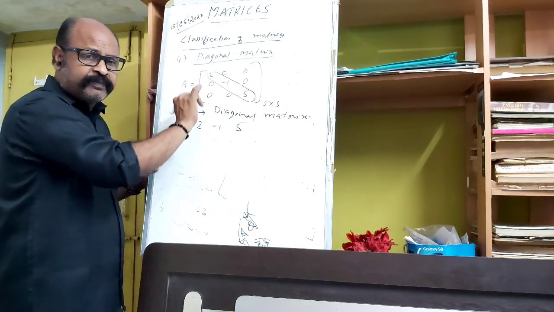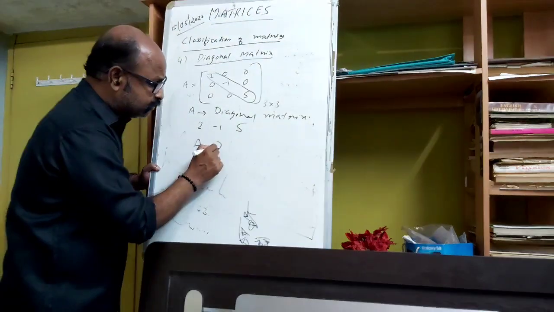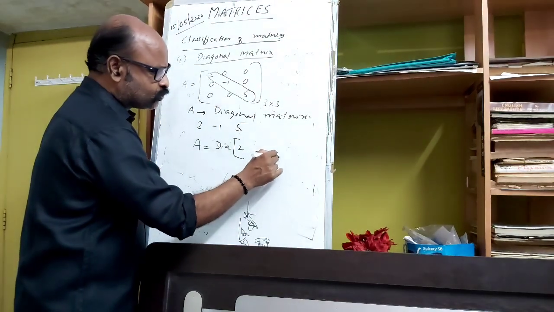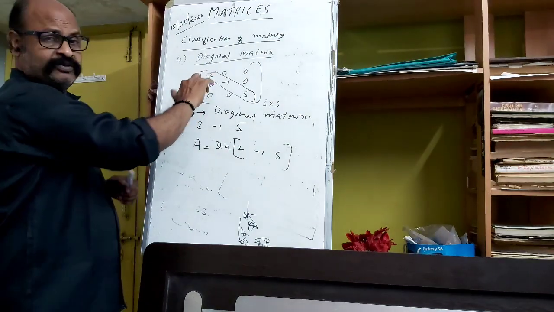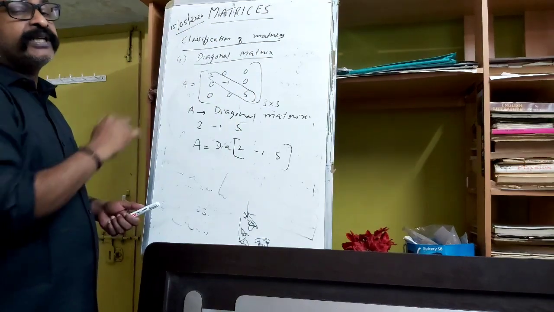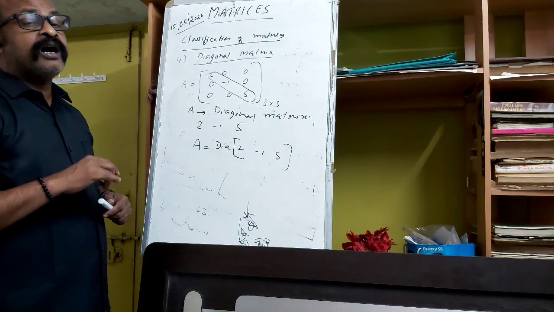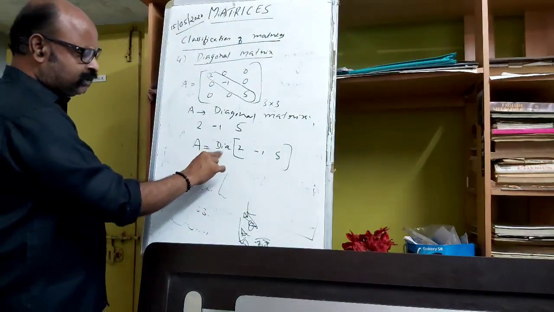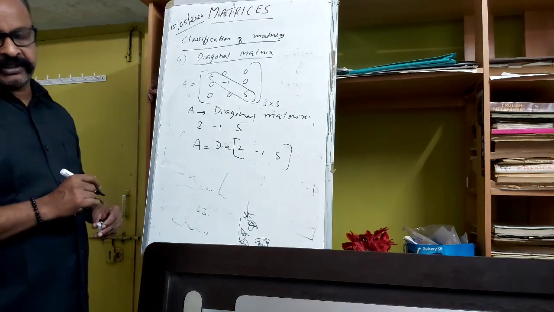Since all the elements except the principal diagonal elements are 0, this diagonal matrix A can also be written in a simple way: diag(2, -1, 5). What does it mean? A is a diagonal matrix with these principal diagonal elements, because it is very clear. In a diagonal matrix, the elements other than the principal diagonal elements are 0. No need of bothering about them because they are zeros. So we must only know the principal diagonal elements. Sometimes we can write diagonal matrix 2, -1, 5 is a diagonal matrix.